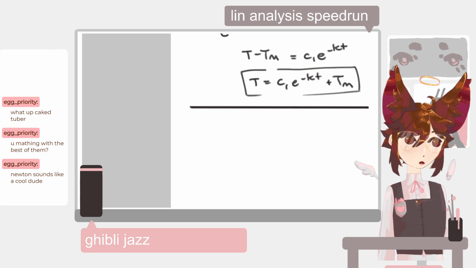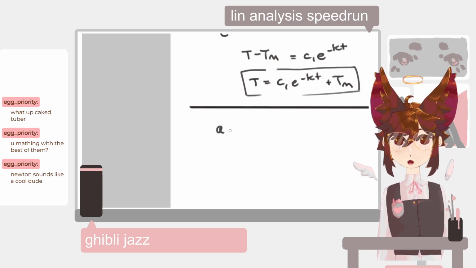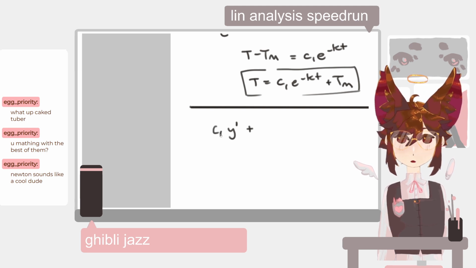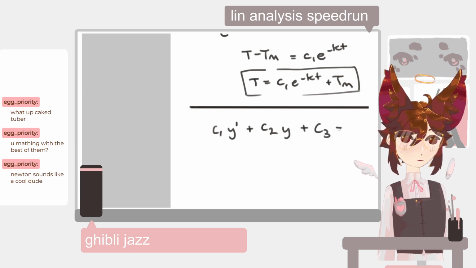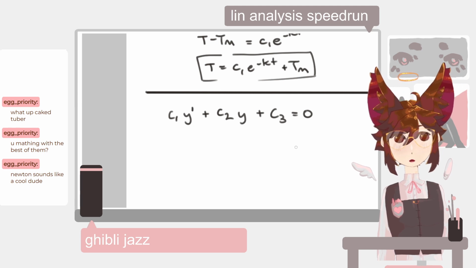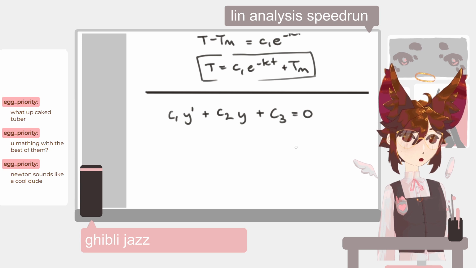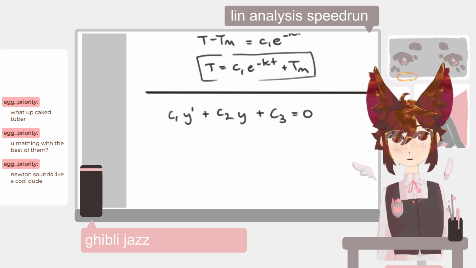So what we want to do is have a differential equation that'll be like a y prime plus, we'll do c1, linear algebra-ing it up, plus c3 equals 0. And with this, we want to get it into a specific form before we can actually use this method.